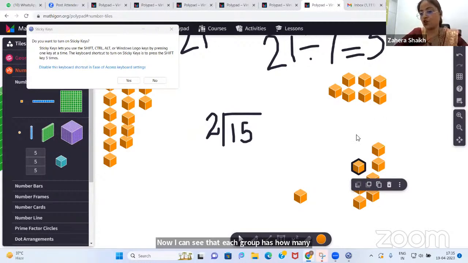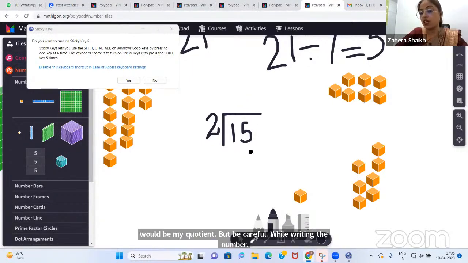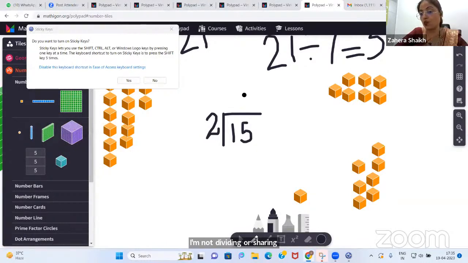7. Right? Each group has 7. So I can write 7 on the top. That would be my quotient. But be careful while writing the number. I'm not dividing or sharing this 15 units into tens. It's ones. So I have 7 ones.